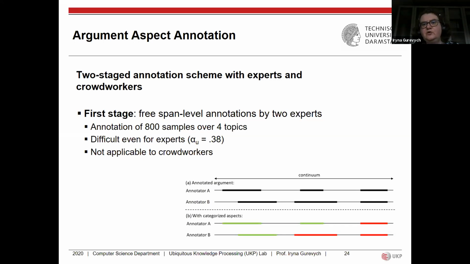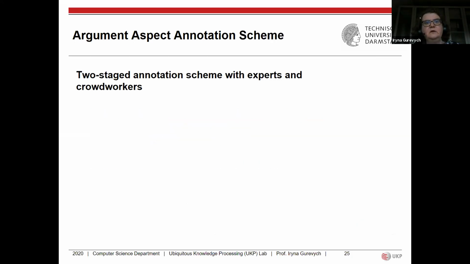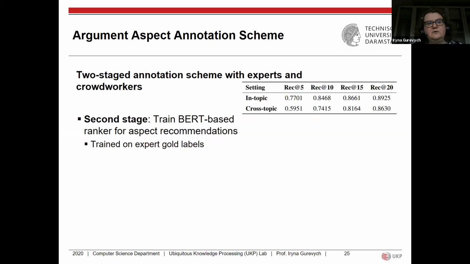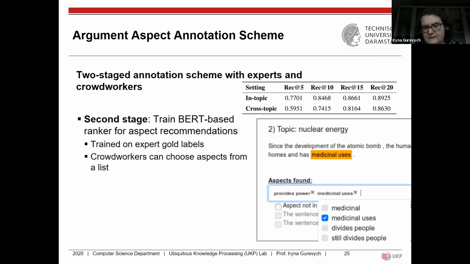So here we develop an idea which uses this expert annotation to build a recommender for the crowd workers. In the second stage, we train a BERT-based ranker for aspect recommendations based on the expert annotations. Then we look at the recall of aspects and find that the recall is pretty good. In topic, it is 0.84 at recall of 10, and cross topic, it's 0.81 at recall of 15. So we set these thresholds to present the recommendations to the crowd workers, and the interface looks like this.